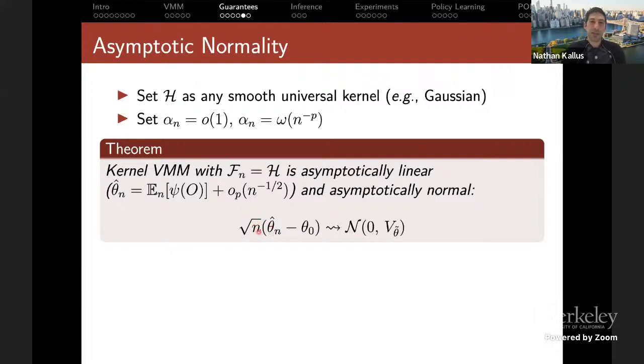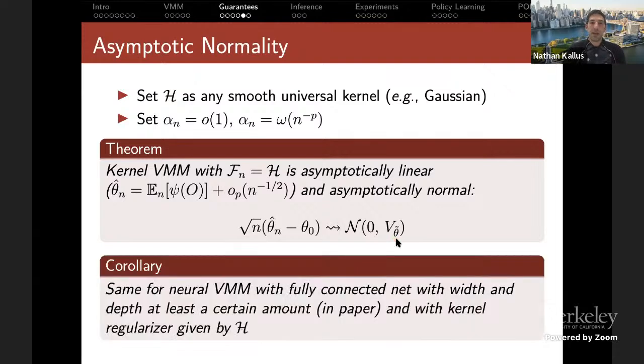So if you look at the scaled error, theta hat n minus theta naught, scaled by square root n, that's going to converge to normal with mean 0 and some variance, with some complicated expression in the paper that also depends on the limit point theta tilde. Again, neural VMM inherits this by just playing this trick of having really, really large neural nets that approximate everything. Okay, so we got normality. We almost got inference. We just have to get this v theta tilde and we're done.